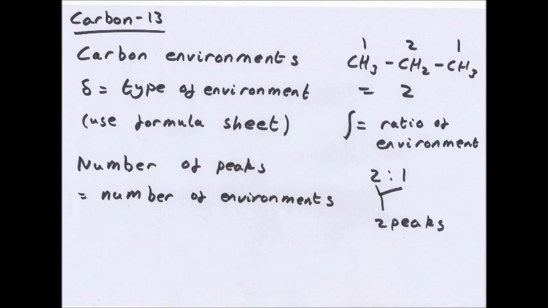And the other thing is you might be given the integral. Now anyone who does maths knows that the integral shows the area under the curve. And what the integral does is show you the ratio of the number of environments. In this case, you would have a peak with an integral of 2 and a peak with an integral of 1, because there are 2 lots of one environment, 1 lot of the other, and there are 2 peaks. Yet again, it will become much clearer when I give an example. I'm going to show you how to do these as well. You're given a formula sheet with the chemical shifts on it. You just need to look at how many environments there are, what type of environment they are, and how many of each type of environment there are.